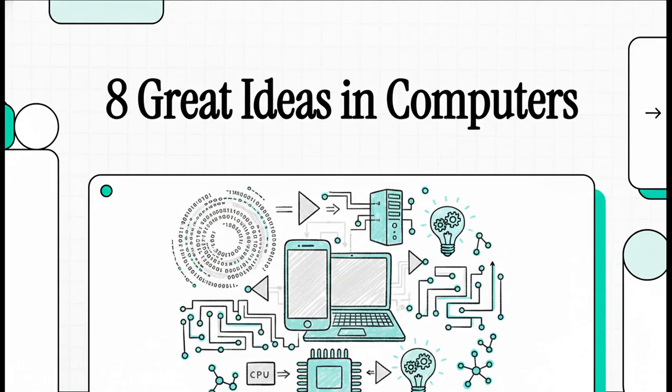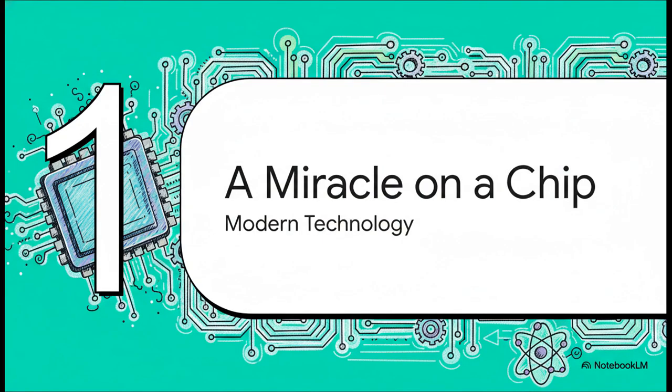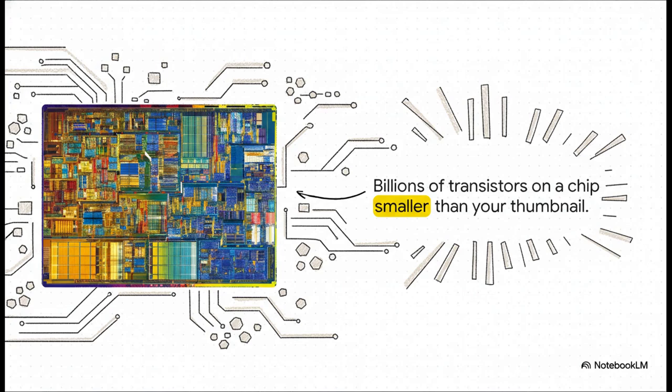So let's uncover them. First, let's just try to get a handle on how mind-boggling modern technology really is. Because when you peek under the hood, it is nothing short of a miracle on a chip. Take a look at this. Now, it might look like a satellite photo of some futuristic city, but what you're actually seeing is a computer processor. And inside that tiny little square, we're talking smaller than your thumbnail, are billions, with a B, of microscopic switches called transistors, all working together in perfect harmony.